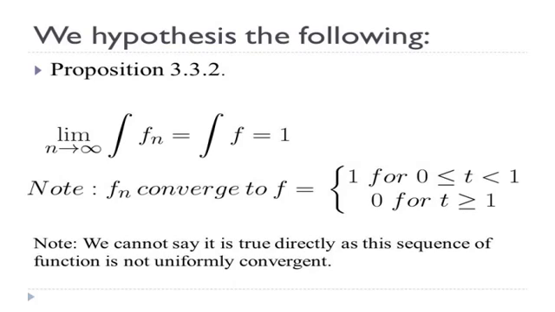And so we have the following hypothesis, that is proposition 3.3.2 in my paper: the limit as n tends to infinity of the integral of fn equals the integral of f, which equals 1. Note that we cannot say it's true directly, as this sequence of functions is not uniformly convergent.